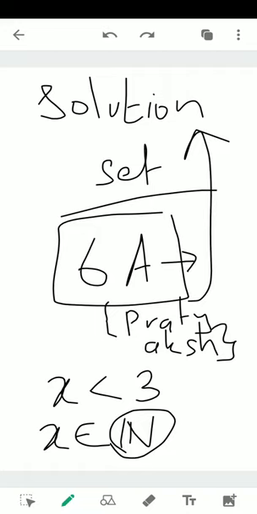And if we go back to the example, x is less than 3, x belongs to N, many of you would have guessed it by now. It will be only 1 and 2. So I can say that {1, 2} is the solution set of this linear inequation.